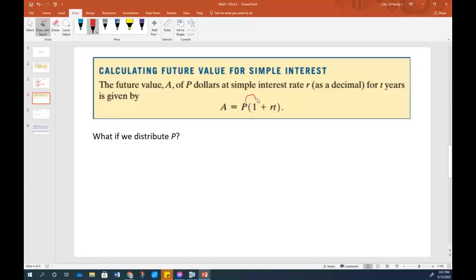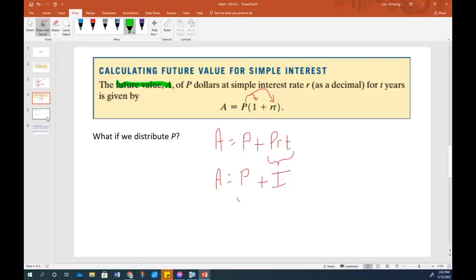If we take the P here and distribute it to both of them, A will equal P plus PRT. But from our previous work, we've said that P times R times T is the interest. So the future value is simply saying, take the interest that you've earned or that you owe from simple interest, and then add your original amount back to it. And that's going to be your future value. Future value is the A in that formula.